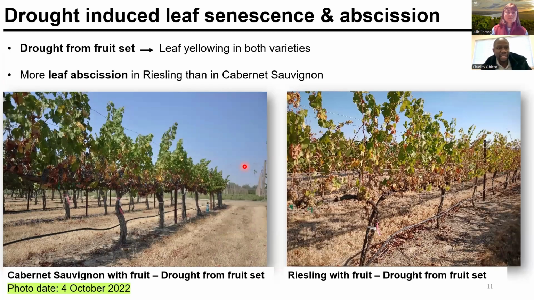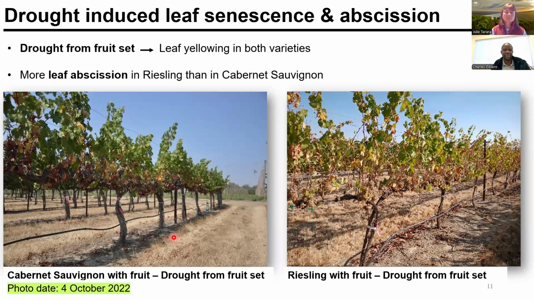Then I went to the field and looked at the vines, and they were responding differently. Even though drought had induced leaf senescence and abscission in both varieties, more leaf abscission was happening in Riesling than in the Cabernet. We can see this. These are the vines that had fruits on. This is the Riesling, and this is the Cabernet Sauvignon with the fruits on.